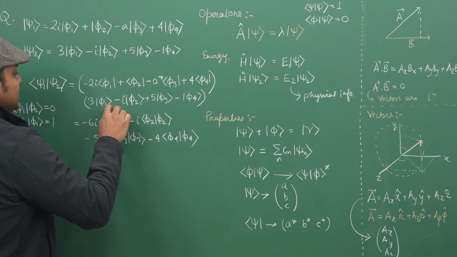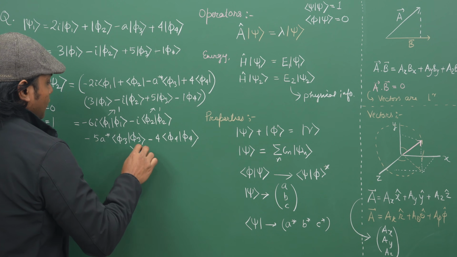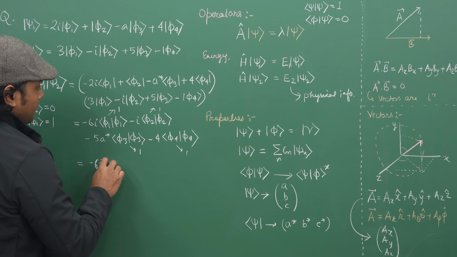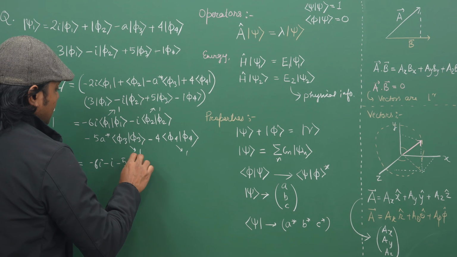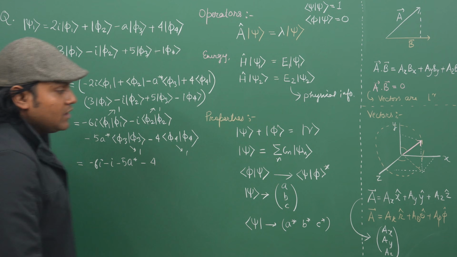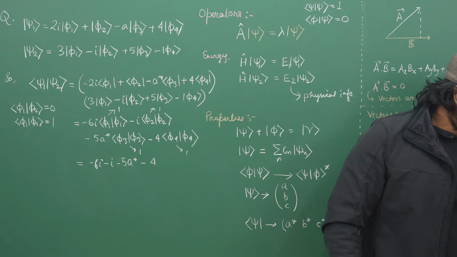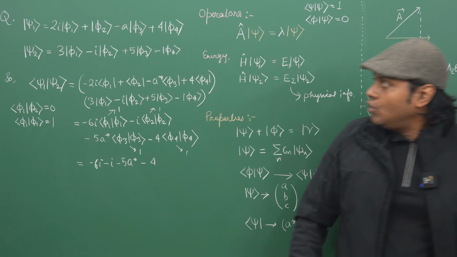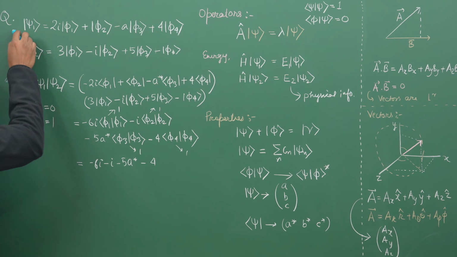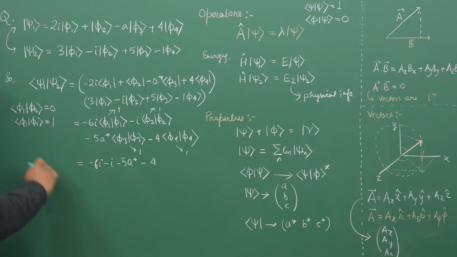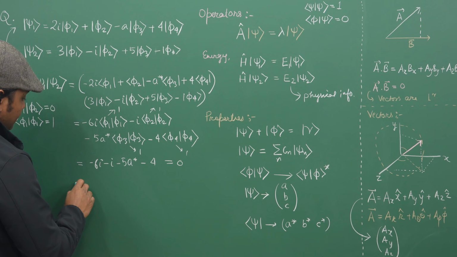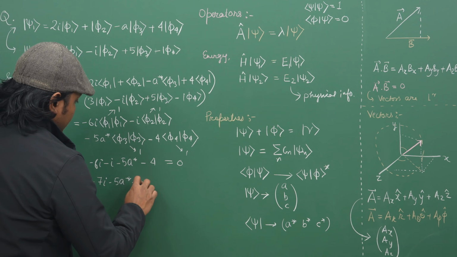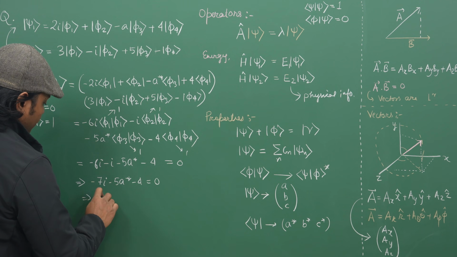Because they are normalized, this will be equal to 1, 1, 1 and 1. And this whole thing is equal to 3 minus 6 iota minus iota minus 5a star minus 4. But we want to find out a so that the states given psi1 and psi2 are orthogonal. For them to be orthogonal, their inner product has to be equal to 0. That's it.